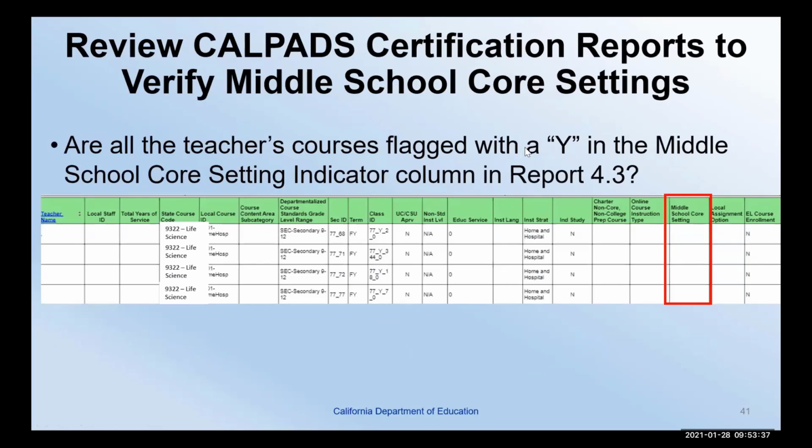Because remember, you're looking at data that you've already certified in CalPADS, you want to look in report 4.3, and we're going to go into this in a little more detail later in the presentation. Report 4.3 is the staff teaching assignment detail, and you want to verify that the middle school course setting indicator for this particular educator and those sections of science have the middle school course settings set to yes. If those middle school course settings had been set to yes for all of the subjects that the teacher is coring, then it's very possible that it would not have generated an exception in CalSAAS.